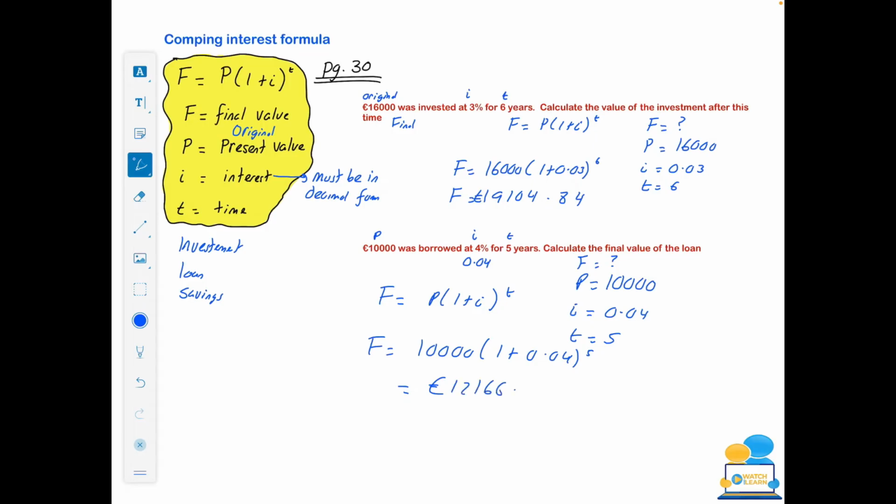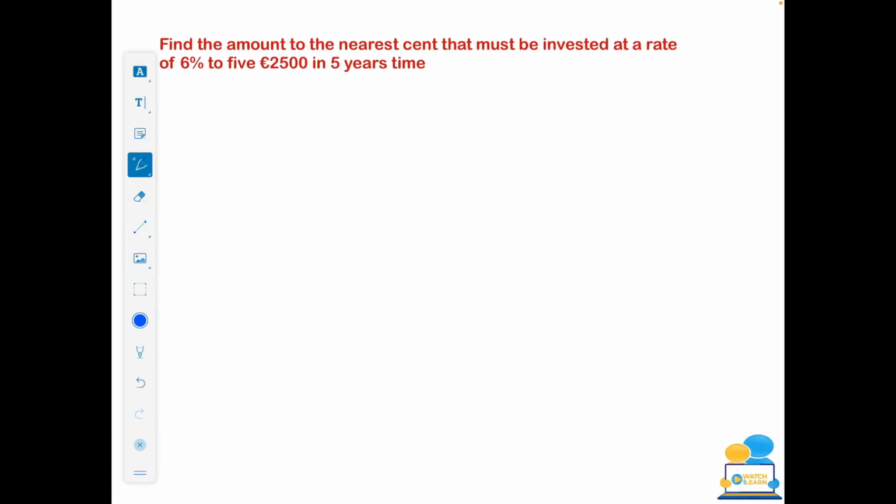So what they'll actually have to pay on that loan is 12,166.53, again rounding to 2 decimal places. Okay, so that's just very straightforward using the formula. They're going to use these slightly different questions now where we're not looking for F, we might be looking for P or for I. Okay, so we're going to try this one here.